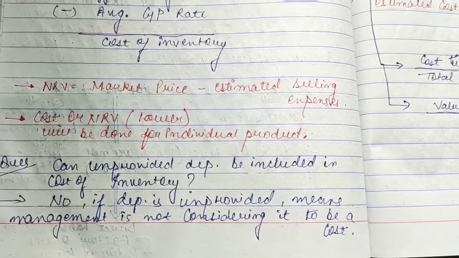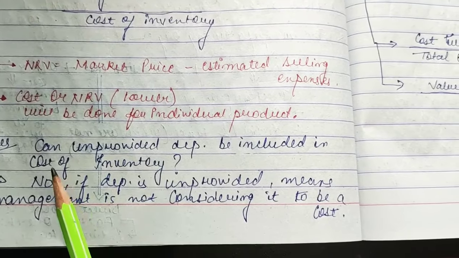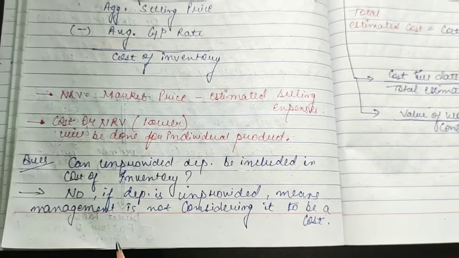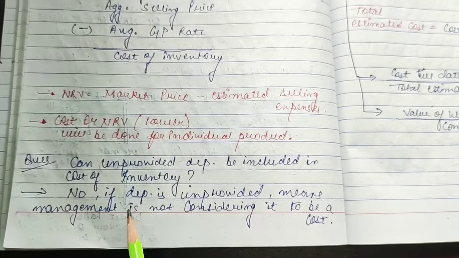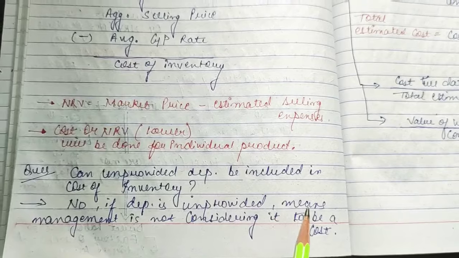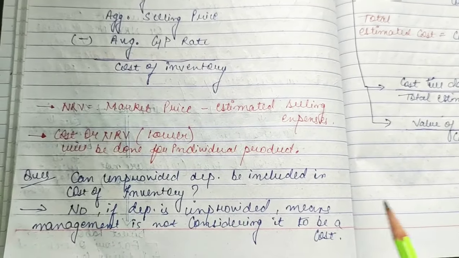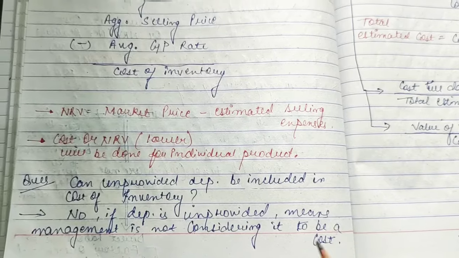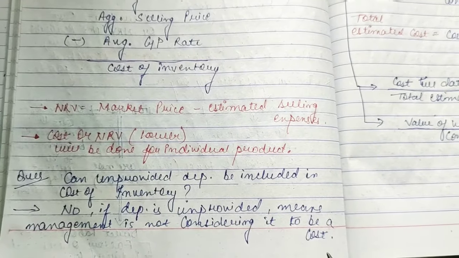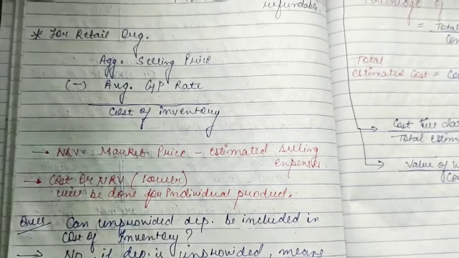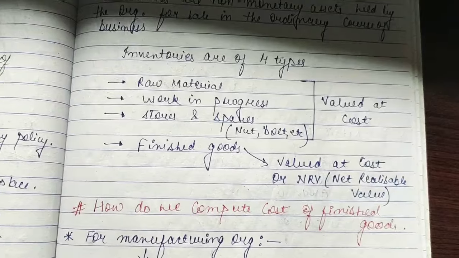Now here comes one important question, that is, can unprovided depreciation be included in the cost of inventory? So the answer will be no. If depreciation is provided by the organization, it means the management is not considering it to be a cost. So if it is not considered to be a cost, then it should not be included in the cost of inventory. So this is how we value inventories and finished goods.